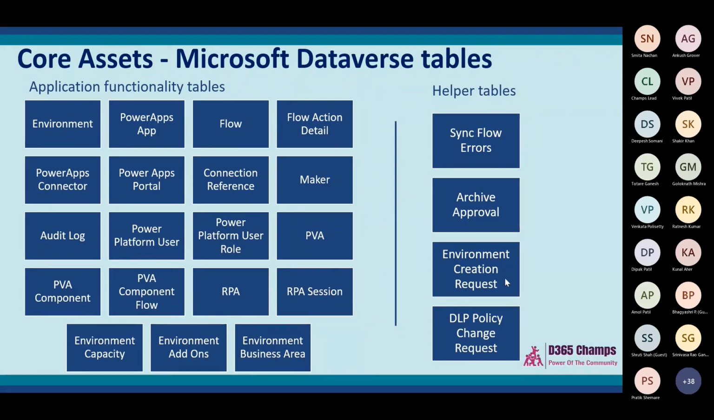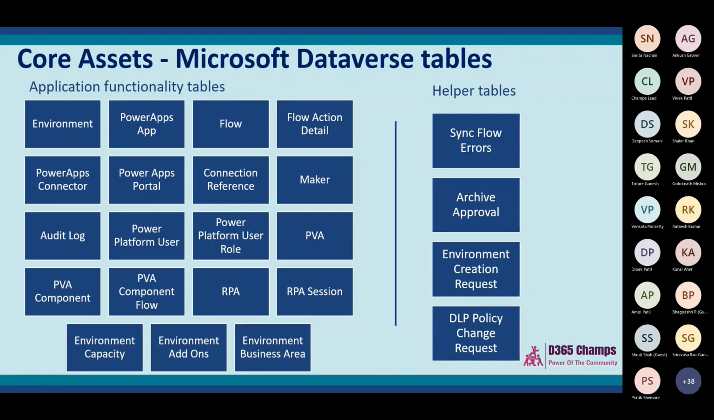And at the same time we have certain helper tables, because as we said previously, the information in these tables will be populated from flows. So for example, if a flow fails, then we should have certain information recorded for those failed flows, and all of that information will go into this first table. Then we also have archive approval. So we'll see that there is some kind of approval process which goes through for apps and flows, and all of the information on those archive requests sent to the makers of these apps and flows will be stored in this table.